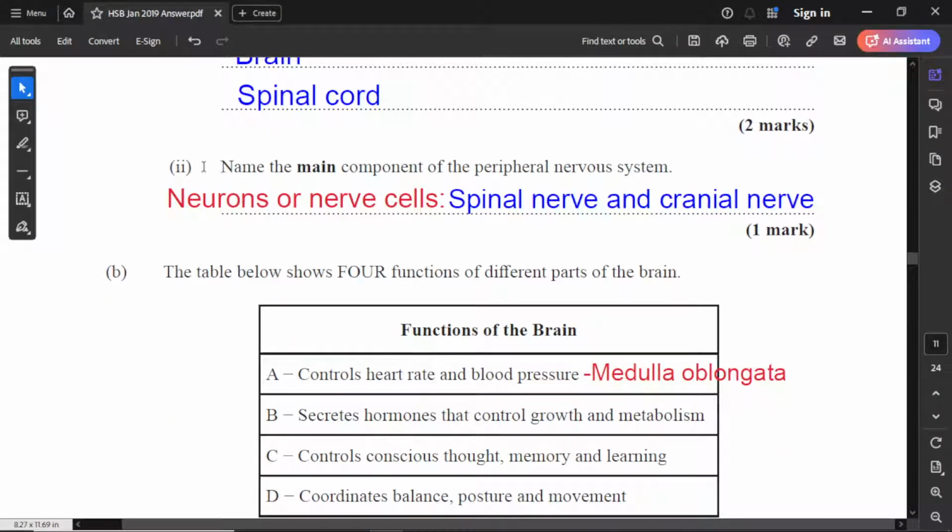For part two of this question, it said name the main component of the peripheral nervous system. And the peripheral nervous system is made up of all other nerves, which are the spinal nerves and the cranial nerves. Generally speaking, the main component of all those nerves, we call them neurons. So you may say neurons or nerve cells. Those are the major components. Again, there are two categories: spinal nerves and cranial nerves.